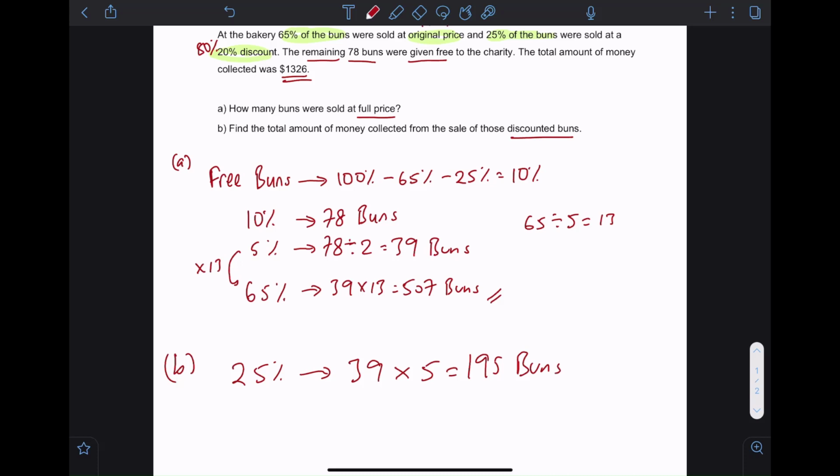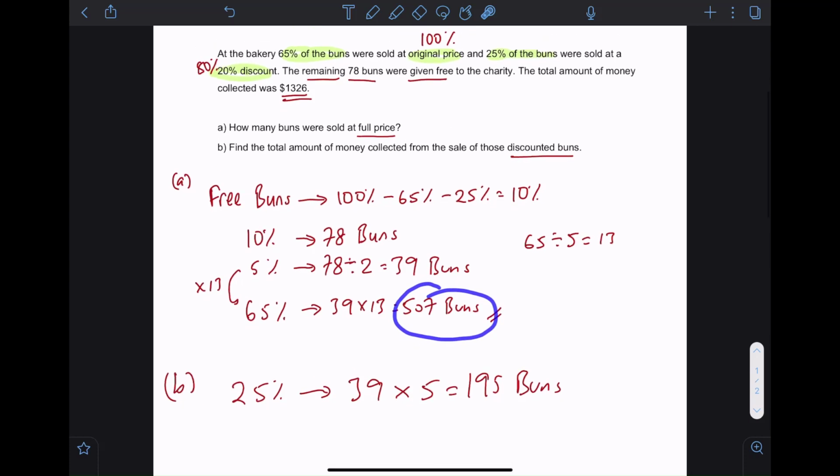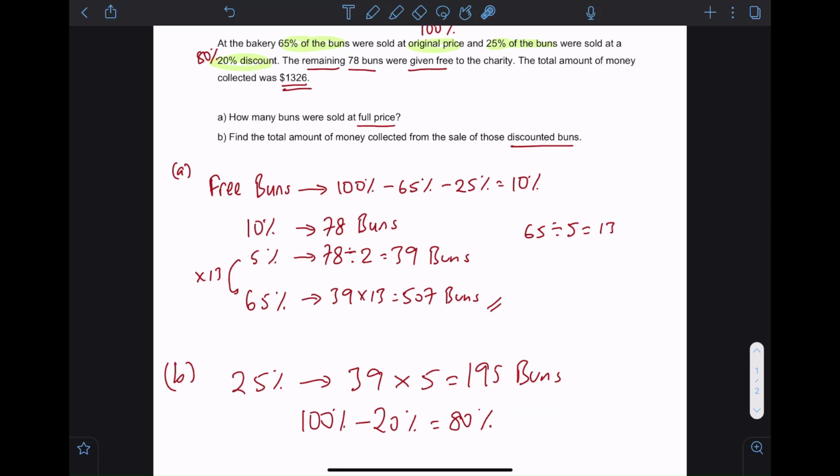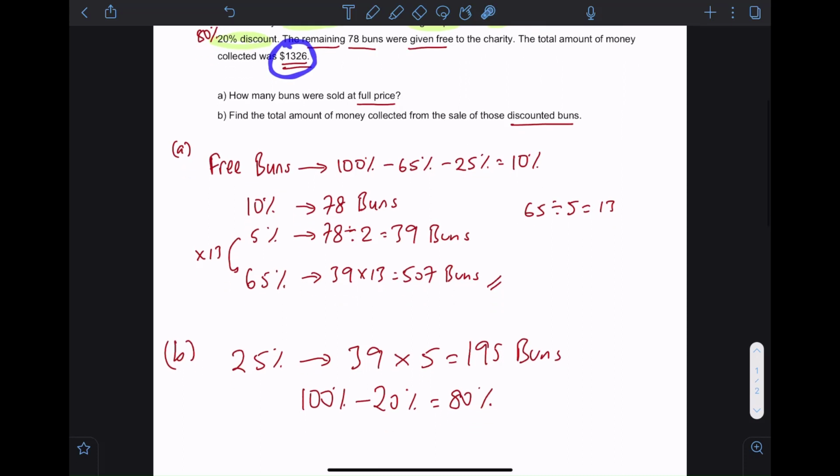Okay, so we know that 507 buns were sold at original price. And 195 buns were sold at 20% discount, which means 80% of the original price. How do we get 80%? We actually took 100% minus the discount, and you are paying 80% of the price for that 195 buns. We don't have to bother about the 78 buns because this is given away for free. This amount collected is really for those full price buns and the discounted buns as well.